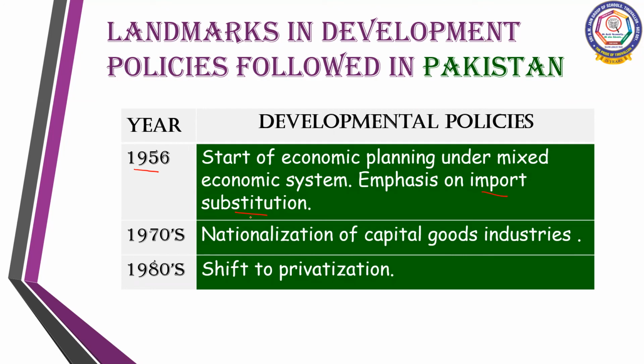Tariff protection was provided for the manufacture of these goods, and there were changes in agricultural sector too. In agricultural sector, machines were used after the introduction of Green Revolution. This increased the production of food grains. In 1970s, capital goods industries were nationalized. In the late 1970s and 1980s, Pakistan shifted its policies to privatization.